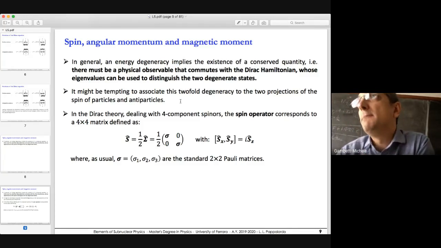So let's see now how the spin operator is introduced in the Dirac theory. In Dirac theory, we have not a standard wave function, but four-component spinors. So the spin operator has to be in the form of a 4x4 matrix, which is defined this way. The spin operator is written in terms of 1/2 of this sigma matrix, which in turn is given in terms of the Pauli matrices. There are three of these: sigma 1, sigma 2, sigma 3. Each of those is built from the standard 2x2 Pauli matrices. And of course, as you know already from non-relativistic quantum mechanics, the spin operator must satisfy this commutation relation between the three components.